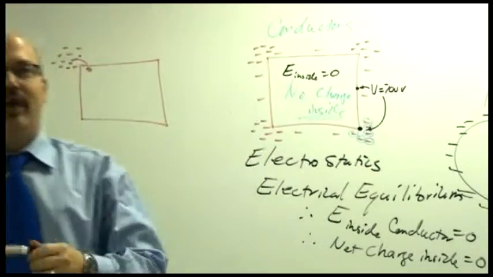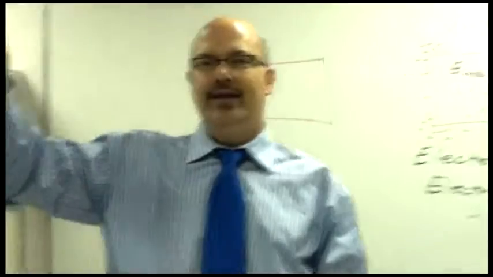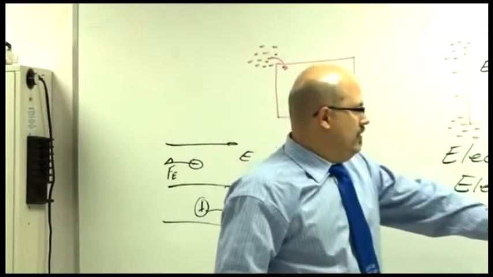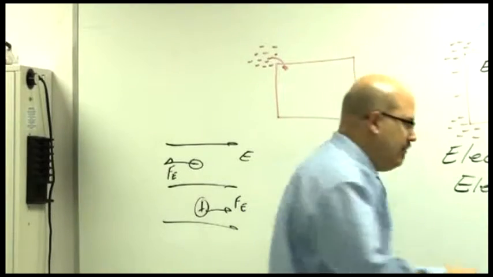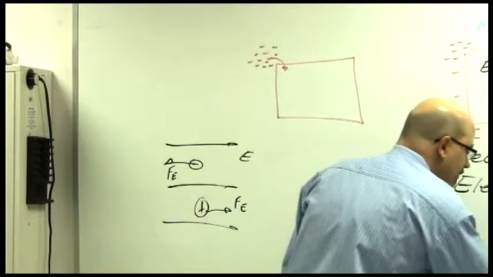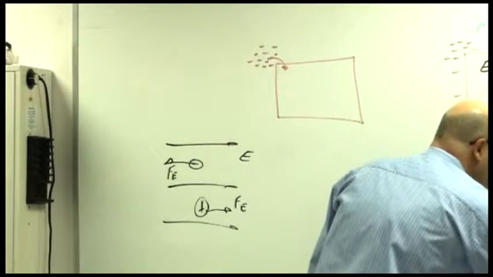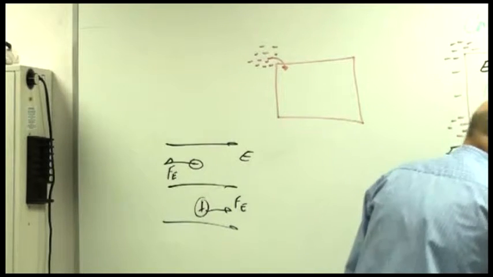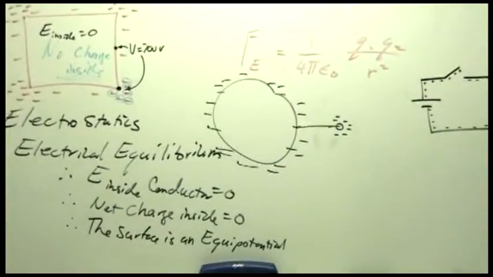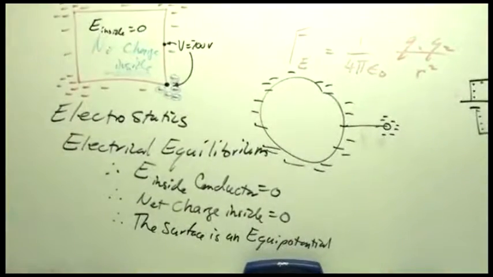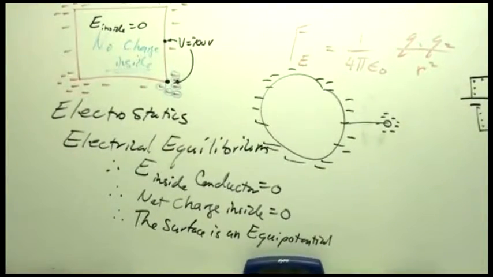Okay, write this down. When you're in electrostatic equilibrium for a conductor, there's no electric field inside, there's no net charge inside, and here's the last one. The surface is an equipotential. Meaning that the surface is all one potential.